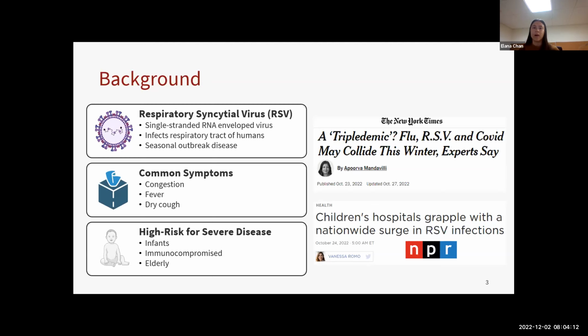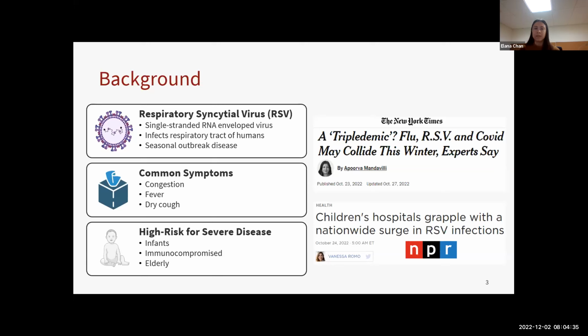Common symptoms of RSV are very similar to other respiratory viruses, including things like congestion, fever, and dry cough. The reason why we care so much about RSV is that there are some populations who are at high risk for severe disease. Severe disease would include things like trouble breathing that might send someone to an emergency department. These populations include infants, immunocompromised, and elderly individuals.